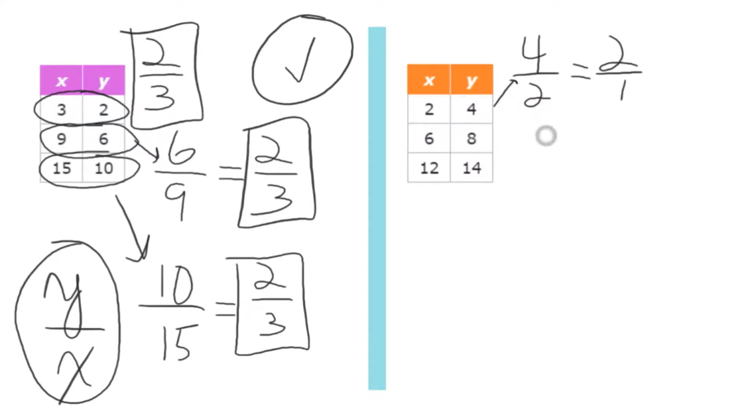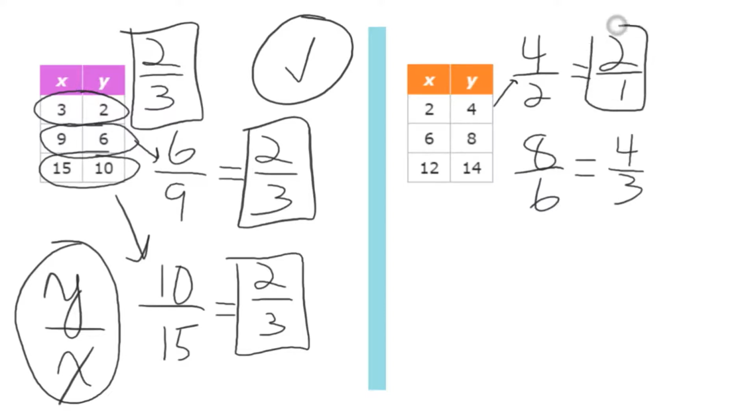Now let's check this one. We have 8 over 6. Let's simplify if we can by dividing by a greatest common factor, which we can. Between 8 and 6, I believe the greatest common factor is 2, which would give me 4 over 3 if I divide them both by 2. I cannot simplify that fraction anymore, which means I have 2 over 1 up here. I have 4 over 3 down here.